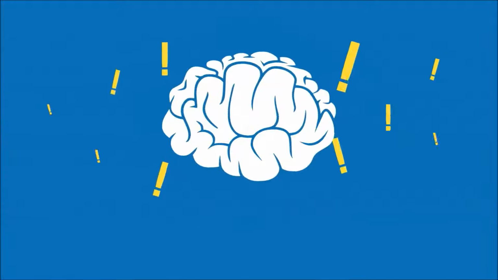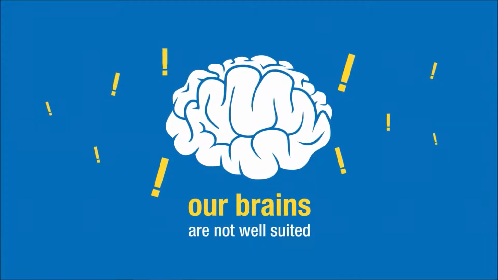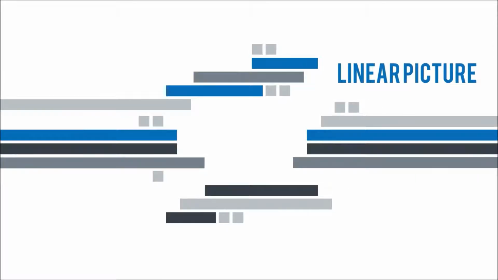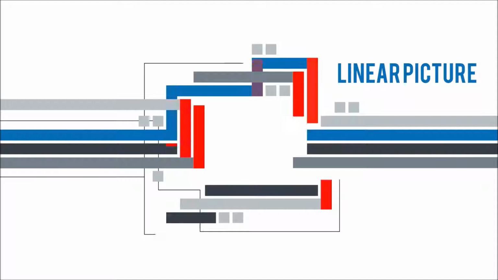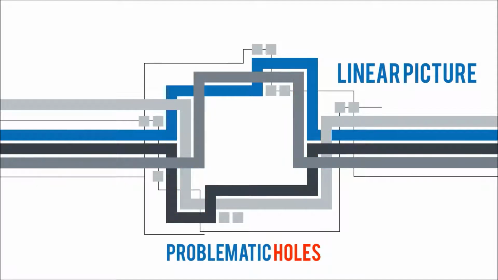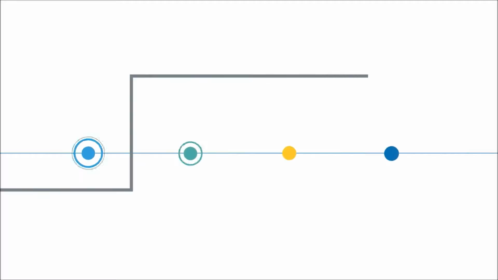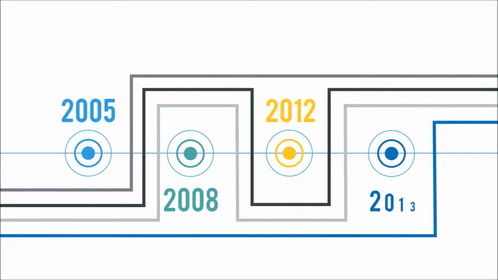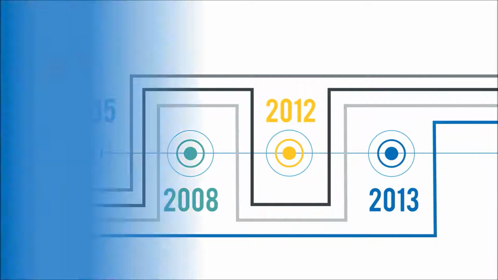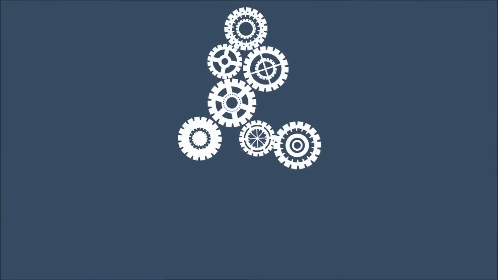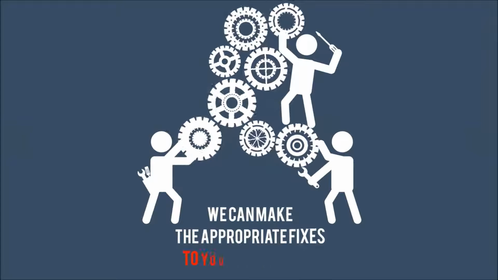Due to the way the online application is organized, our brains are not well suited to find errors in the data. In an effort to see the data differently, we're converting the application data fields into a linear picture. This will allow us to see problematic holes between data points. From this linear picture, we can determine data that could be causing problems or missing. Once any issues have been identified, we can make the appropriate fixes to your application.